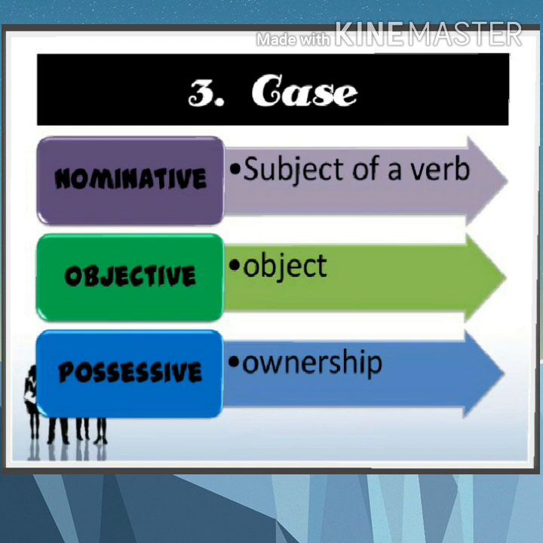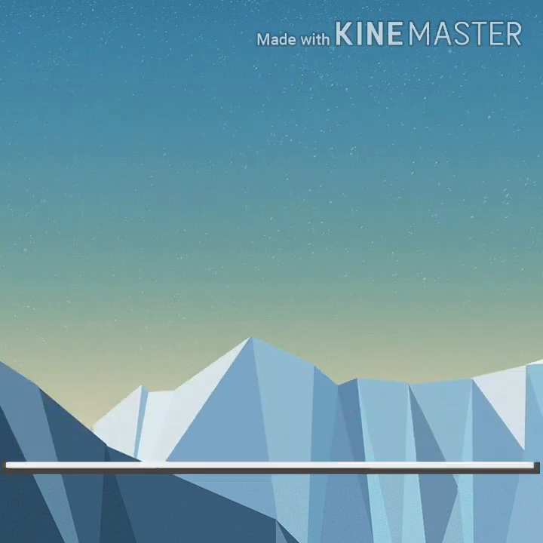Now let's see the case of the noun. There are three cases, or we can say that a noun is used as nominative, objective, and possessive. Nominative means it is used as the subject of a verb. Objective means it is used as an object of a verb, and possessive means it is used to show ownership.